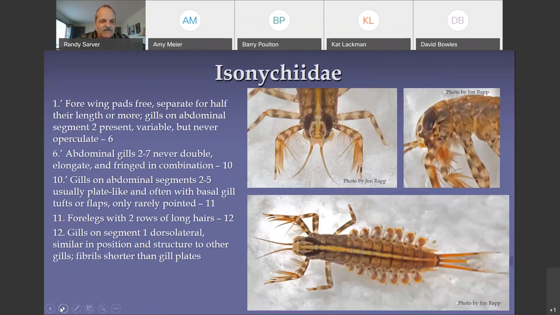If we go on to 12, with Tele­nicinichidae from a few other families, the gills on segment 1 are dorsal lateral, and they're similar to the other gills. So pretty much all the gills look basically the same. Same position, same looks. And the fibrous part, or the fibrils, are shorter than the gill plates. I don't know if you can tell from the photo that there is a plate-like part of the gill and then a fibrous structure, part of the gill underneath that plate. Those are not operculate. These are all functional parts of the gills.